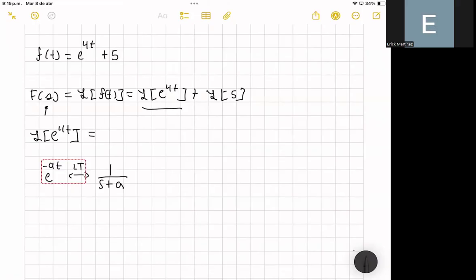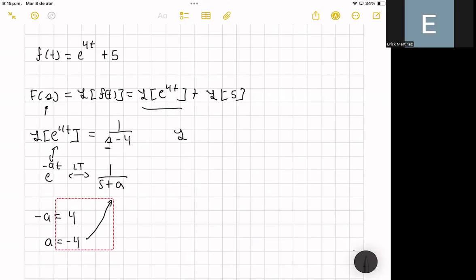Based on this relationship, you can compare these two functions, and you can notice that we have here two exponentials that are raised to a constant times t. In this case, minus a should be equal to 4. We make a comparison between these two functions, so we can say that a should be equal to minus 4. If we substitute the value of a here, you will obtain the following: 1 over s minus 4. Here I am using a cursive letter in order to avoid confusion with the number 5.